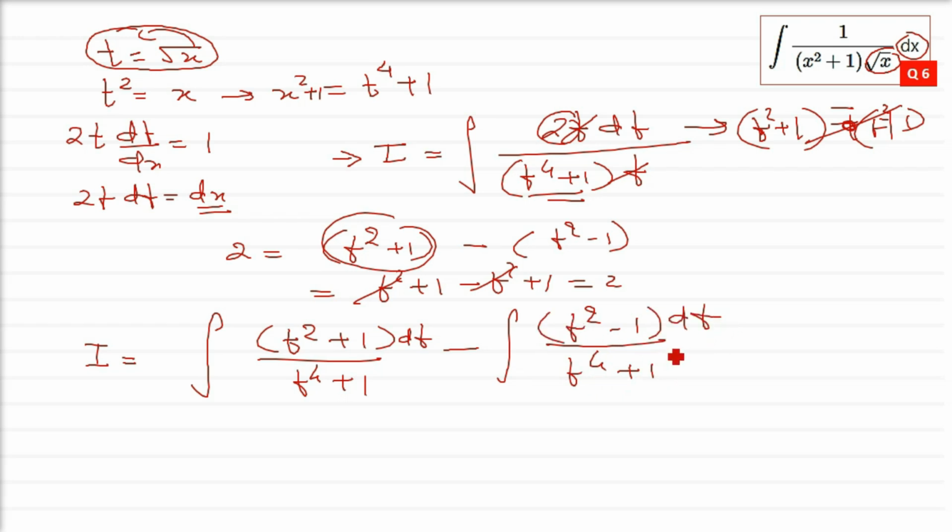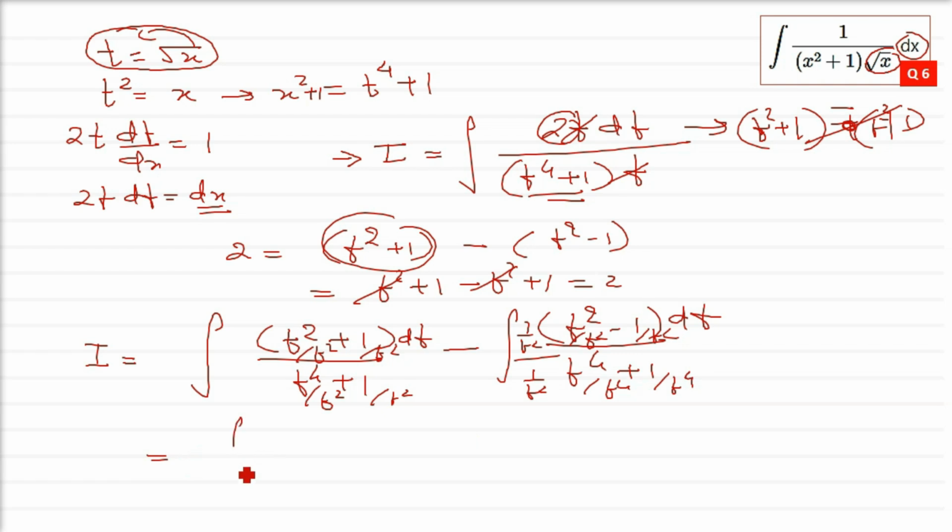Now next step is quite clear to you. T square plus 1 divided by t raised 4 plus 1 already done. T square minus 1 divided by t raised 4 plus 1 already done. So we'll divide everything by t square here. Divide every term by t square. Actually, you are multiplying numerator and denominator by 1 by t square. It's similar to dividing everything by t square.